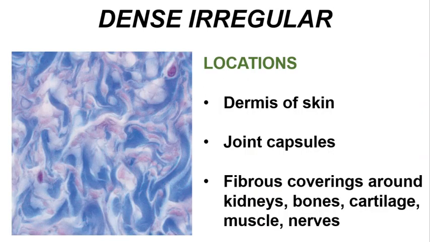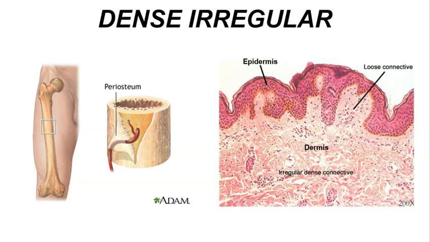And finally, we have dense irregular connective tissue. And the tissue composes the majority of the layer in the skin that's called the dermis. And it's also found around the capsules of the synovial joints, which are most of the joints that unite the bones in our skeleton. And it also forms the tough fibrous coverings around the kidneys, the bones, cartilages, skeletal muscles, and nerves. And so these are just some examples of dense irregular connective tissue in the body.